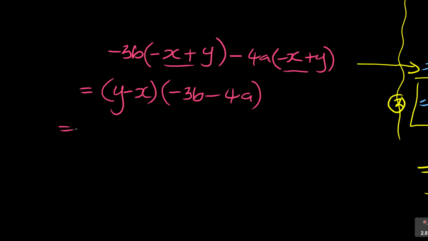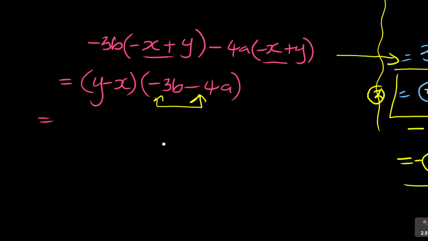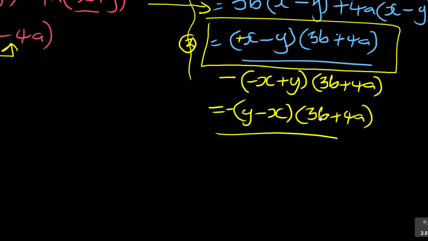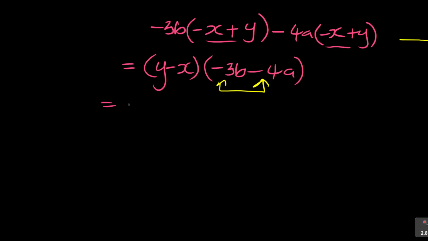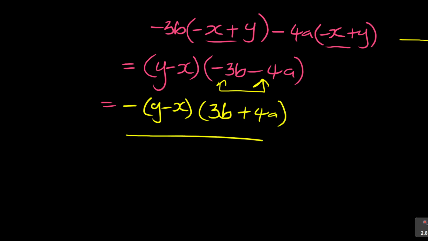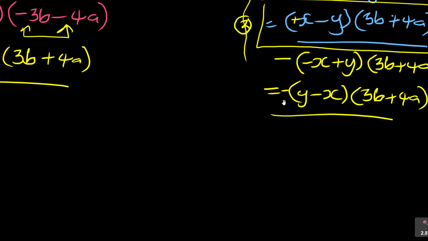Let's continue. I can argue and say, okay, this negative here that is appearing here, because it looks like these two are now different. You see here I've got 3b plus 4a and I've got minus 3b plus 4a. We can take this negative out, and then you'll have y minus x. And then here negative becomes positive 3b, negative becomes positive 4a. See, that negative y minus x is still this particular negative here.